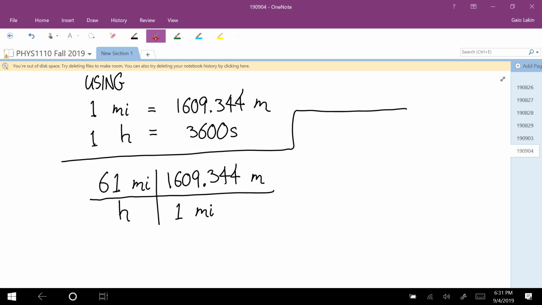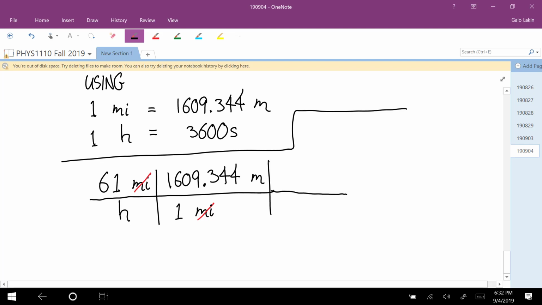And if we do the cancellations, you can see that the miles here cancel. And so now the units that we have left, if you just look at all the units that aren't canceled out with anything, you have meters in the numerator and hours in the denominator. So the last thing we have to do is just convert from hours here into seconds.